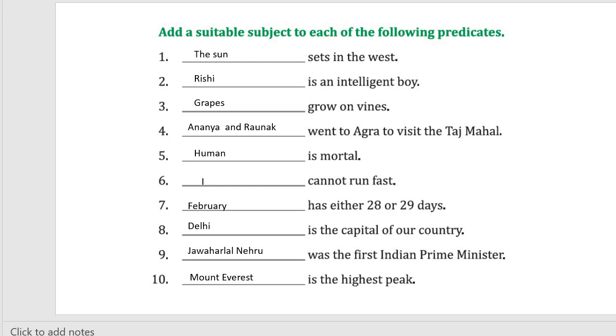Add a suitable subject to each of the following predicates. The sun sets in the west. Rishi is an intelligent boy. Grapes grow on vines. Ananya and Ronak went to Agra to visit the Taj Mahal. Human is mortal. I cannot run fast. February has either 28 or 29 days. Delhi is the capital of our country. Jawaharlal Nehru was the first Indian Prime Minister. Mount Everest is the highest peak.